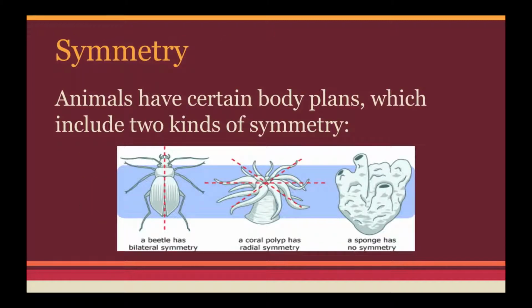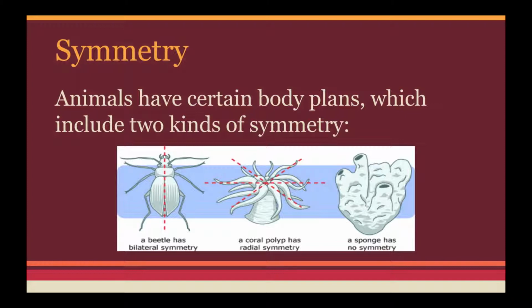Another way to classify animals is through their symmetry. Animals have two kinds of symmetry, a bilateral and a radial one. And some have no symmetry, like this sponge right here. So bilateral symmetry is simple. You have a left and a right. It's what we know as symmetry, what we've learned in math class, right? It's like a mirror image.